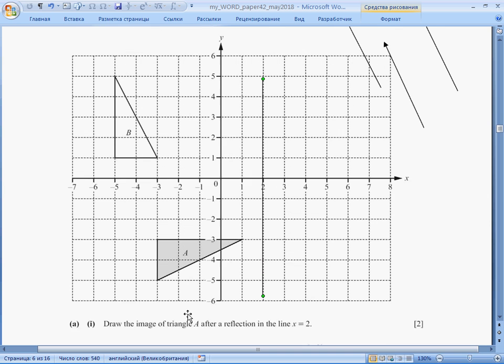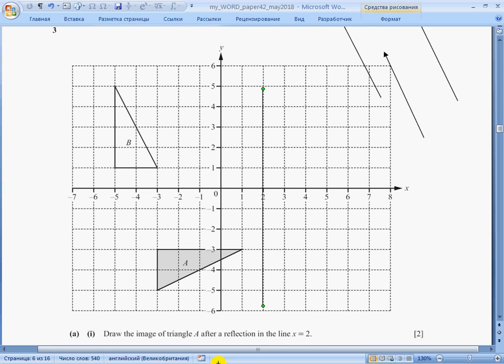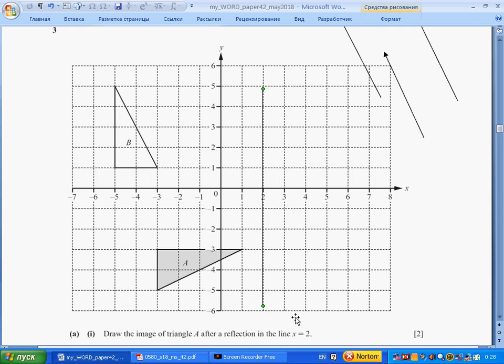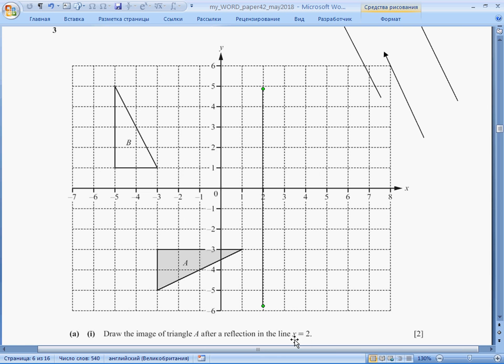Draw the image. So we have two triangles, triangle A and triangle B. Draw the image of triangle A after reflection over the line x equals a value. So x equals this line, and if you need to find a reflection, you should find the mirror reflection of each point in this line. So this point, for example, will be at the same distance here. This point is 1, 2, 3, 4, 5 steps to the left, so you should go 1, 2, 3, 4, 5 steps to the right.